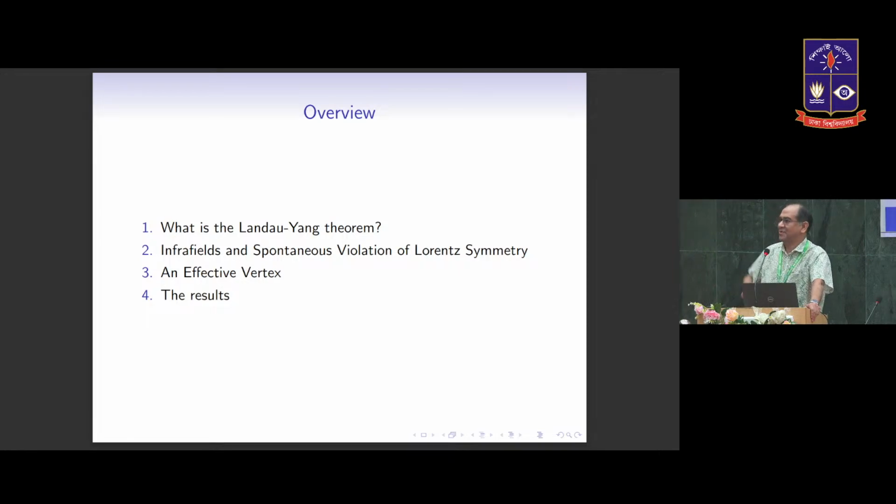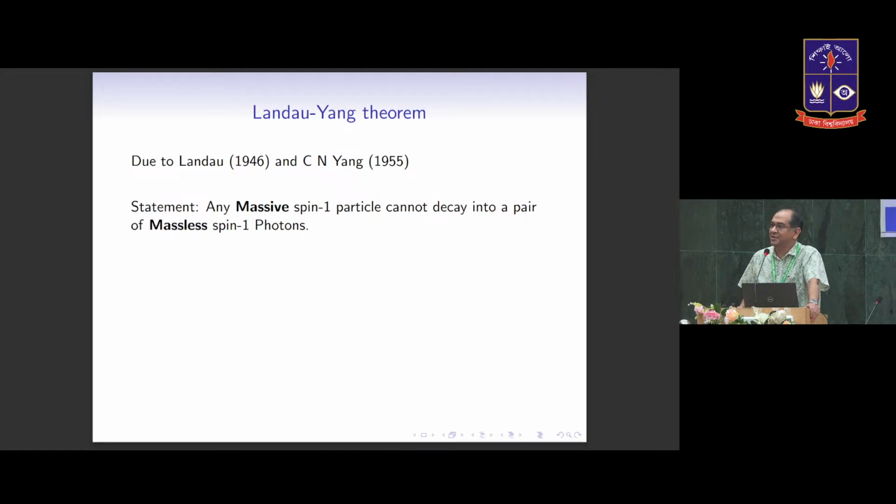So the result is actually due to Landau, and his name goes in the theorem. And the statement is the following. If you're dealing with a massive spin 1 particle, obviously it's going to be neutral. If it's a neutral massive spin 1 particle, one such example is the Z0, it cannot decay into a pair of massless spin 1 photons. Remember, the emphasis is on the massive and the massless. The incoming state is a massive state, and the outgoing state happens to be massless spin 1s.